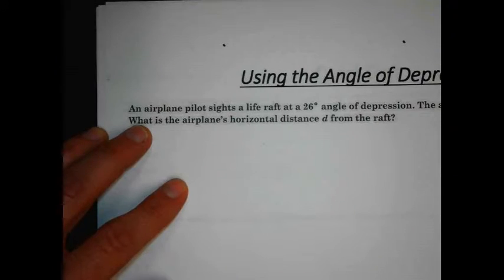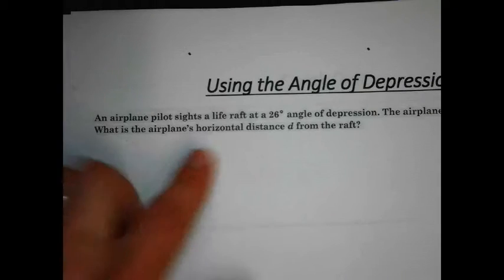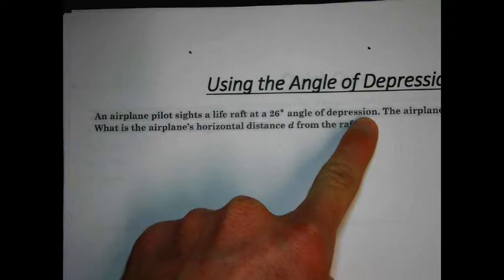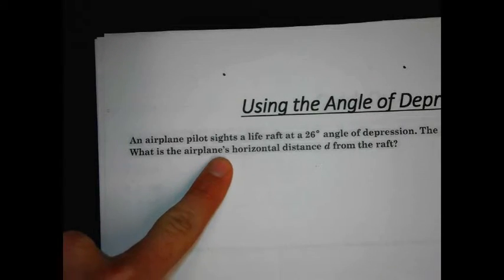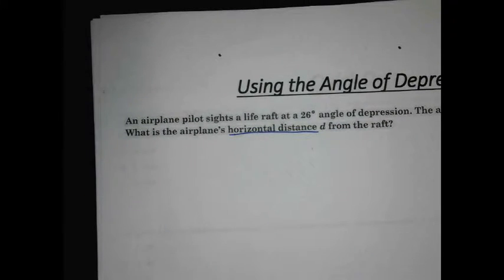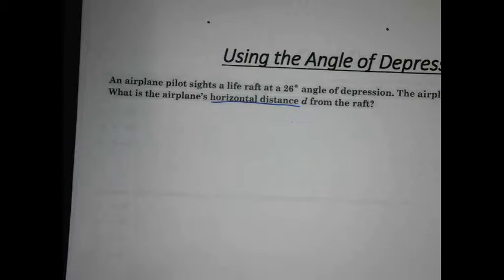So here's an example. It's all words. All right, so here we go again. An airplane pilot sights a life raft at a 26-degree angle of depression. That's interesting. The airplane's altitude is 3 kilometers. What's the airplane's horizontal distance, D, from the raft? So at least now it's telling us, hey, horizontal distance, finally a real-world problem. So what's happening? What do we do?